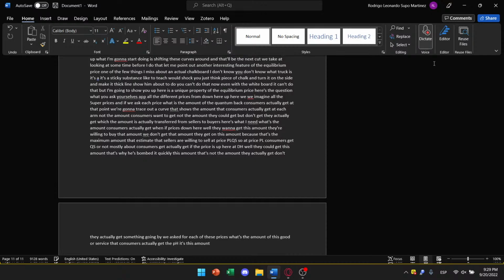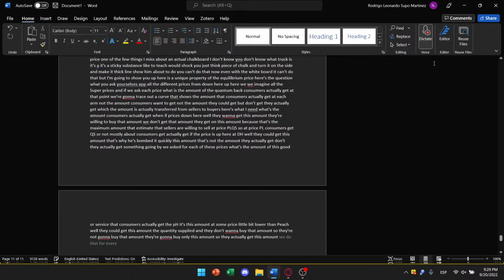At some price a little bit lower than PH, well, they could get this amount, the quantity supplied, but they don't want to buy that amount. So they're not going to buy that amount. They're going to buy only this amount. So they actually get this amount. We do that for every price. High prices, low prices, we can trace out the following curve. It's the very eloquently named amount consumers actually get curve. And it looks like this.